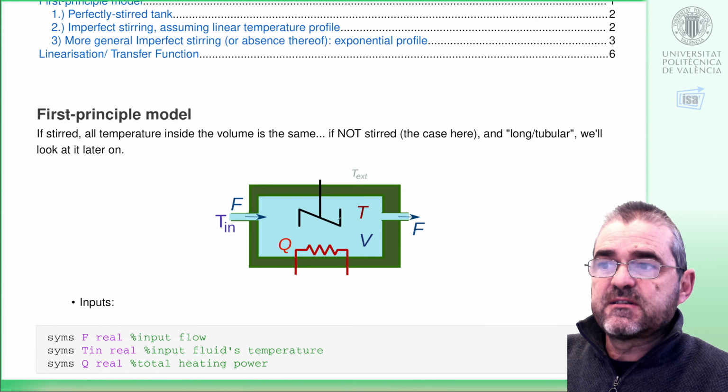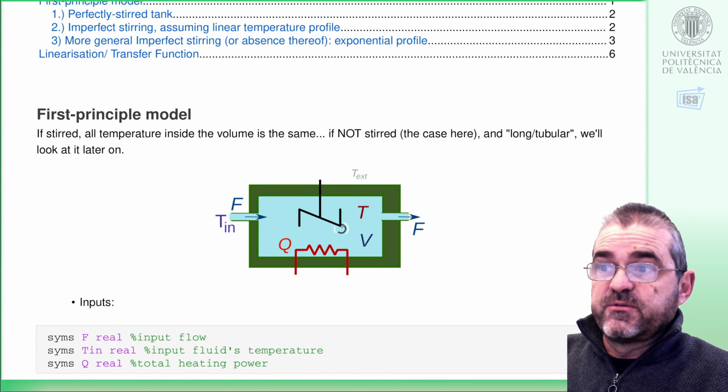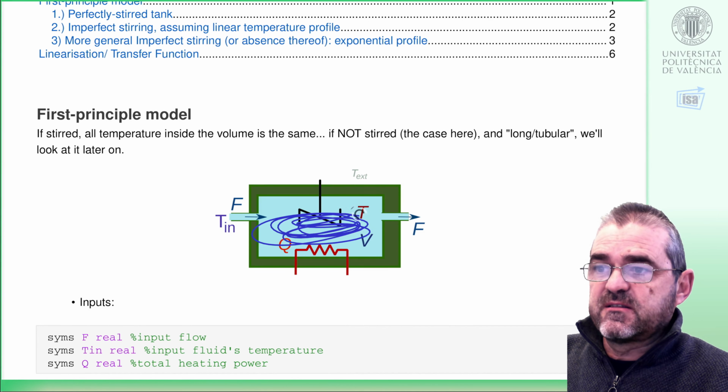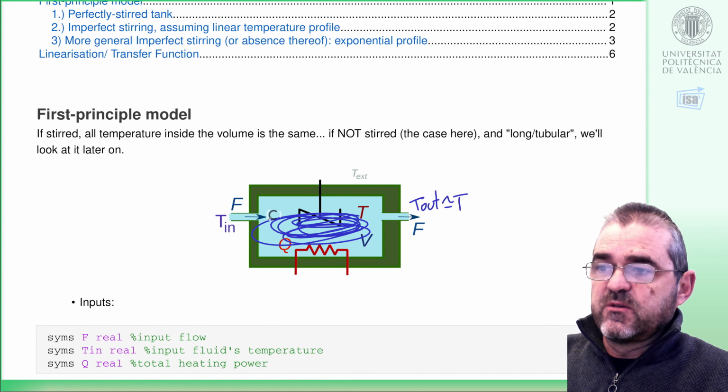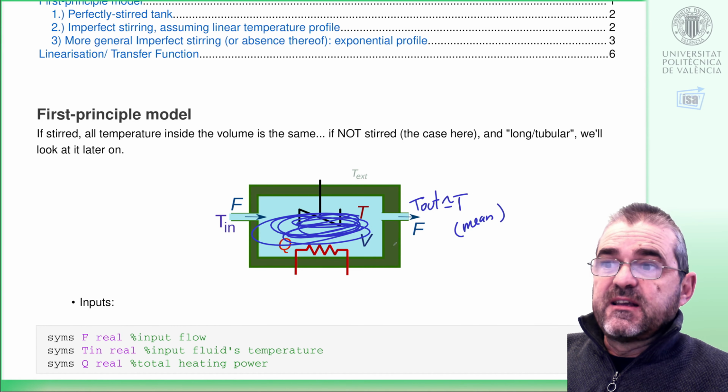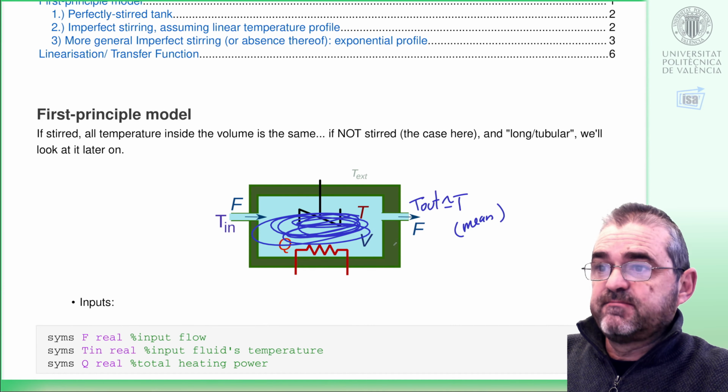In some other materials, we have considered also a first-order model of a heating tank, but assuming that we have a stirring element so that it makes all temperatures inside the tank the same, so we can assume that the outlet temperature is equal to the mean temperature. However, in many cases, that's not the case.